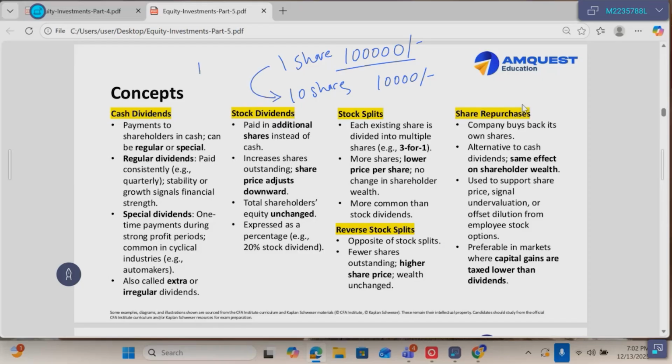I can also do a 1/3 split. One share is split into 3 shares. I can split one share into 2 shares as well, depending on what is the share price that I'm looking for. This is not exactly a kind of return. This is only to increase the tradability.